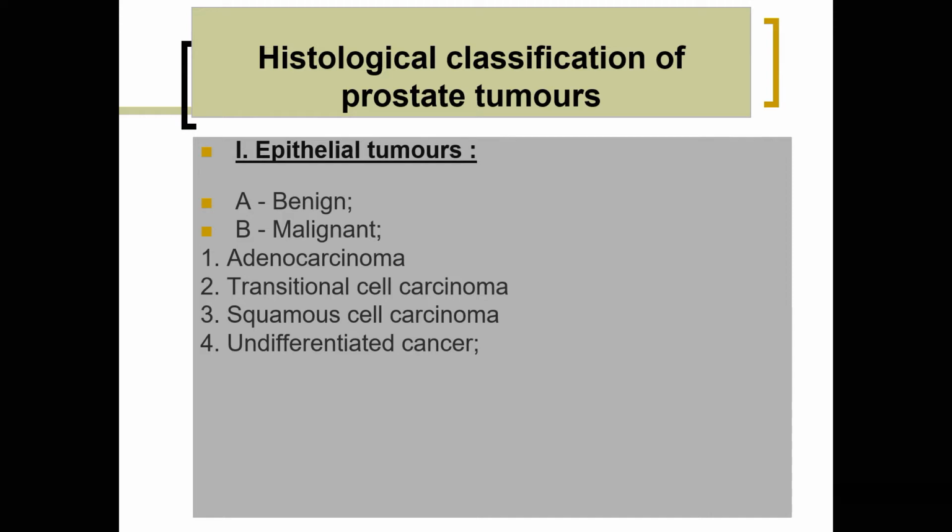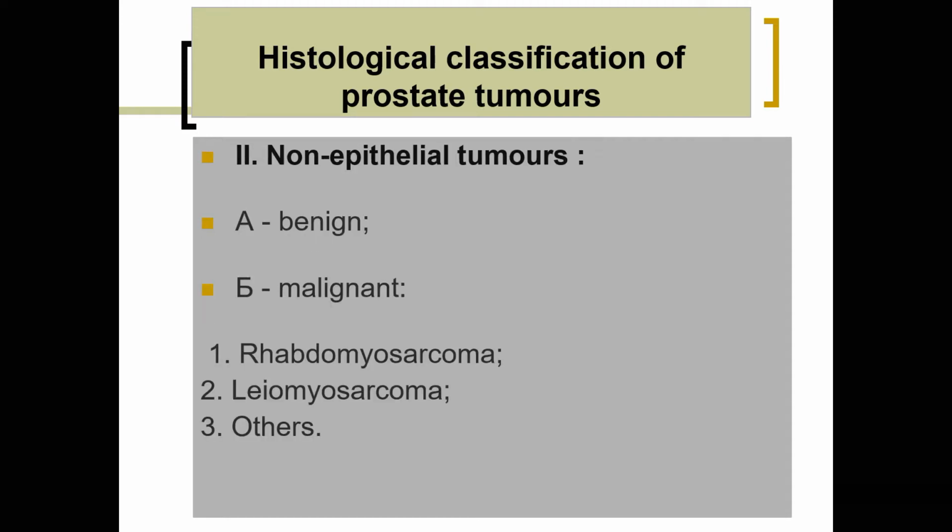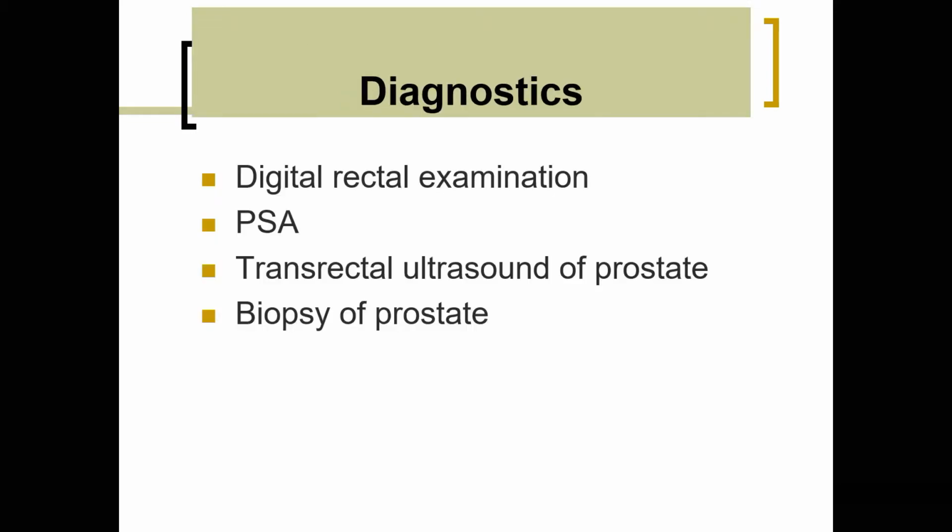Histological classification of the prostate tumors. So we have epithelial tumors, which are benign and malignant. Malignant are adenocarcinoma, transitional cell carcinoma, squamous cell carcinoma, and undifferentiated cancer. The histological classification of non-epithelial tumors, which are benign and malignant. Malignant are rhabdomyosarcoma, leiomyosarcoma, and other.